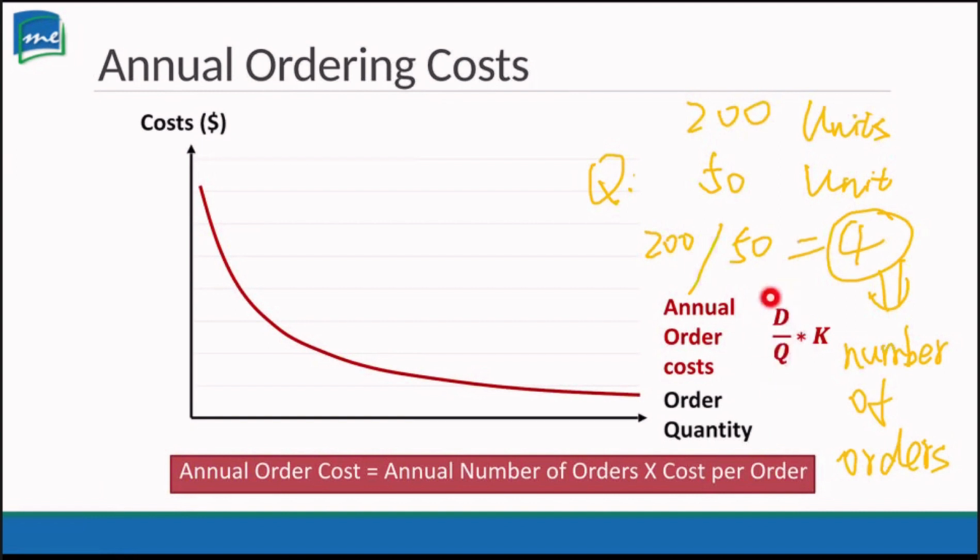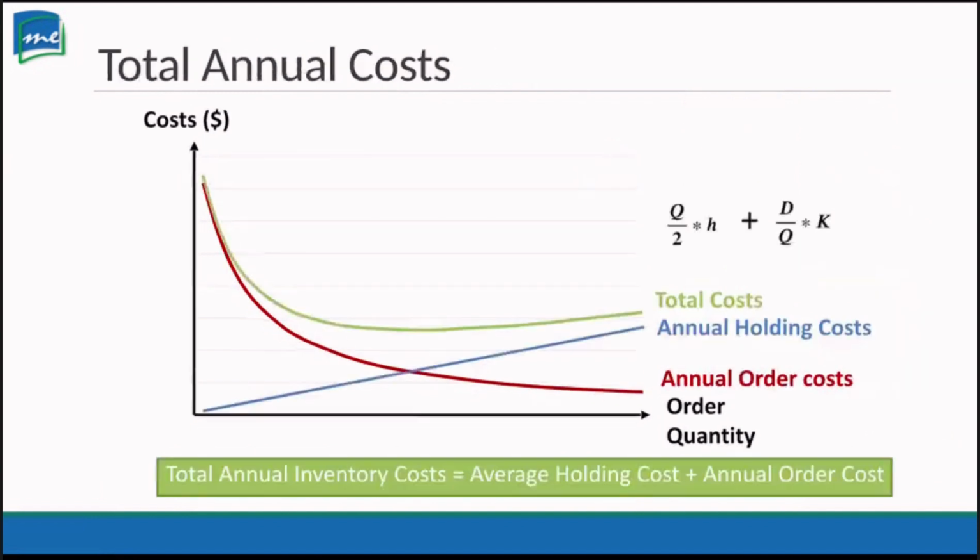So if we know the annual demand and we know the quantity per order, we will know the total number of orders, and we use the number of orders times the cost, the big K, the cost per order. This is the total ordering cost. And this red line represents the total ordering cost. And we move to the next.